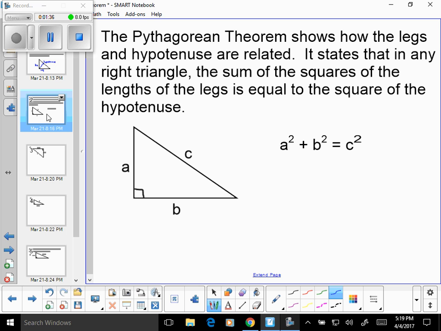Generally speaking, there are different ways that they write the Pythagorean theorem, but most often you will see it as a squared plus b squared equals c squared. If you have a right triangle, which I've pictured here, remember that the sides that make up the right angle are the legs. One is designated as A, one is designated as B. Doesn't matter. It's up to you. The side that is opposite the right angle and the longest side of the triangle is designated as C.